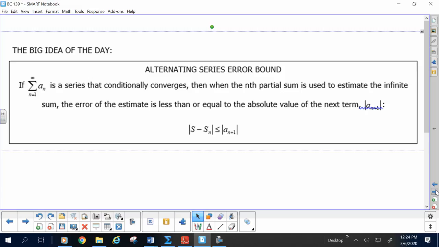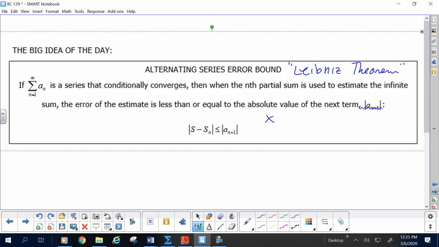If a series is conditionally converging, which is to say that it's alternating, and this is also sometimes called the Leibniz theorem: if a series converges conditionally, then when the nth partial sum is used to estimate the infinite sum, the error in the estimate is less than or equal to the absolute value of the next term. Or you can say the first omitted term, if you like. That's the alternating series error bound.